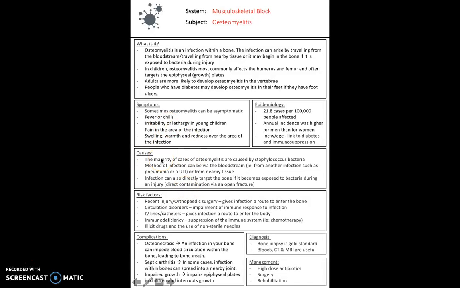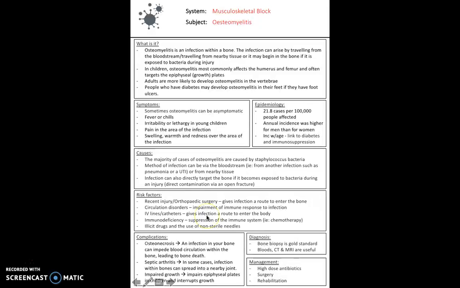So the majority of cases of osteomyelitis are caused by Staphylococcus bacteria, so Staph aureus for example, and the method of infection, as we've already said, can be via the bloodstream, so from another infection such as a pneumonia or UTI, or from a nearby tissue. So infection can also directly target the bone, for example if it becomes exposed during injury, so for example in an open fracture, the bone may become exposed to bacteria in the environment. This can contaminate the bone and cause an infection.